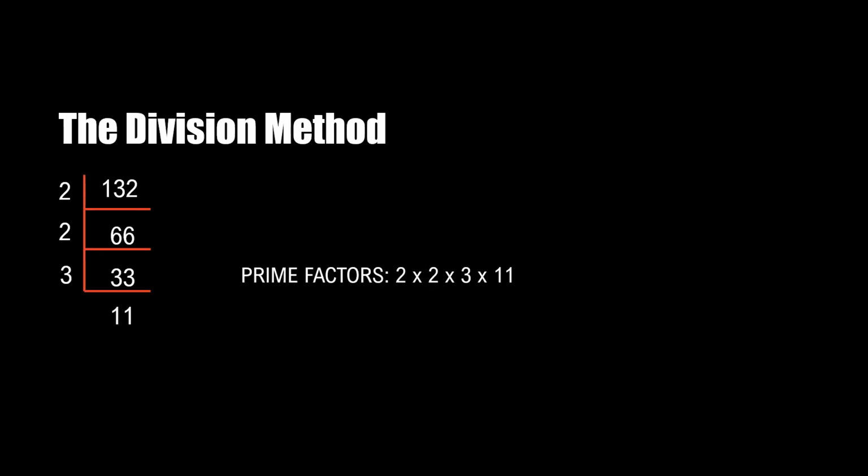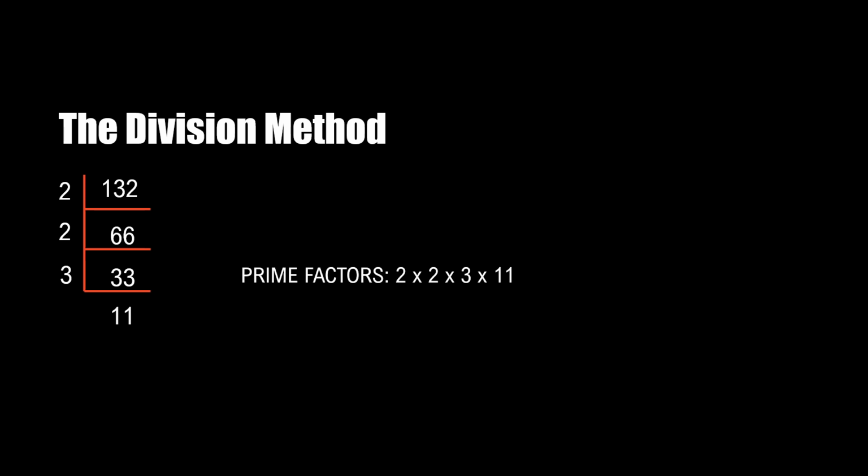This is how we do the division method. 132 is divisible by 2. We divide it by 2 to get 66. Then 66 is divisible by 2. We divide it by 2 to get 33. 33 is divisible by 3. So we divide it by 3 to get 11. 11 we cannot divide anymore. It is a prime number.